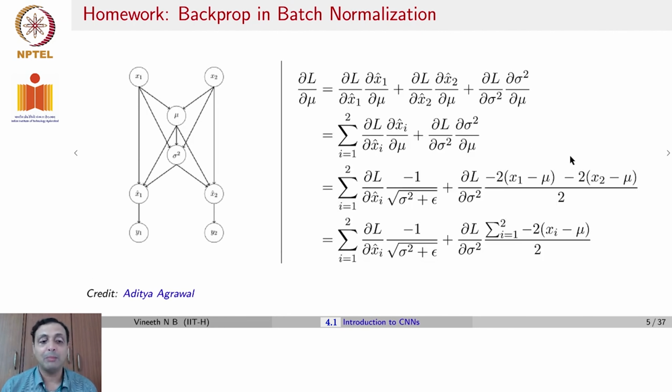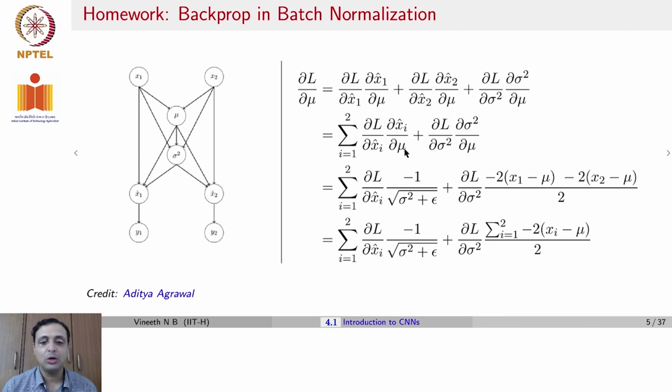Similarly, we have ∂L/∂mu, which is ∂L/∂x1 hat into ∂x1 hat/∂mu, plus ∂L/∂x2 hat into ∂x2 hat/∂mu, and also ∂L/∂sigma square into ∂sigma square/∂mu. So the first two terms get absorbed into a common summation, and the last term stays as it is.